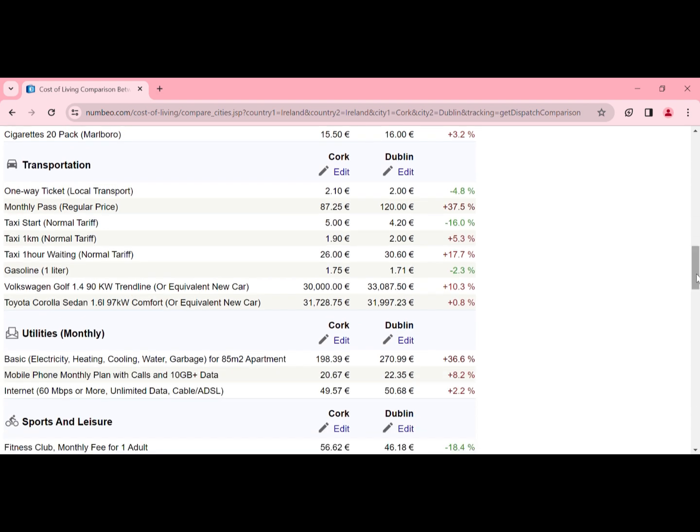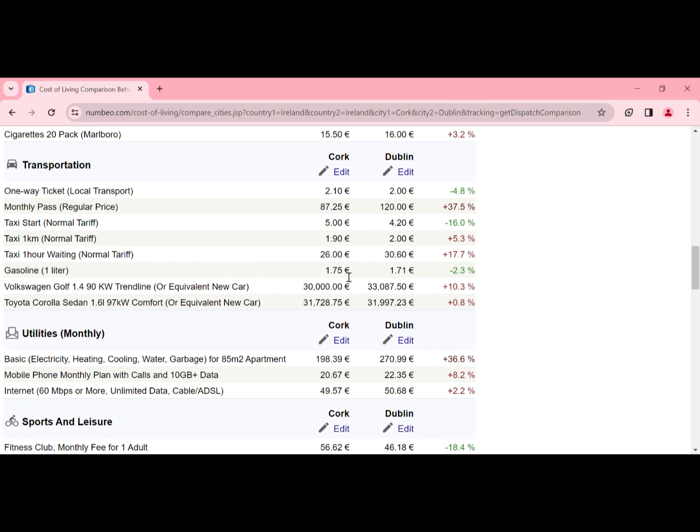Let's look at the transportation. So with the transportation, we have a one way ticket, that's local transport. Cork is 2.10 and then Dublin is 2 euros. The monthly pass regular price is 87.25 and then in Dublin it's 120. Taxi start normal tariff is like 5 euro in Cork and then 4.20. Wow. And then taxi 1 kilometer normal tariff is like 1.90 in Cork and then 2 euro in Dublin. Yeah, and then gasoline, all of that.